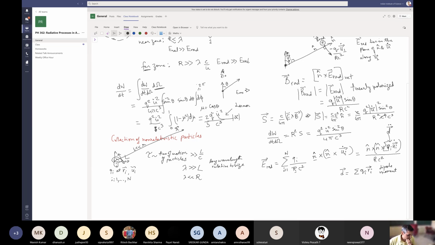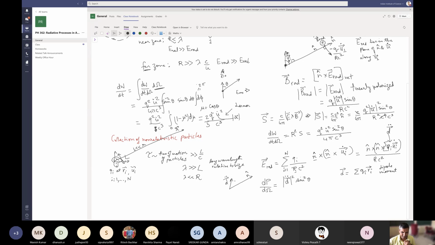Okay, so this is your electric field. What about the power? dP/dΩ is nothing but dW/dt. Power is energy crossing per unit time. So this is equal to d double dot squared, I mean, we just have to square this, times sine squared theta. Again, this theta is the direction of the dipole acceleration of the system.